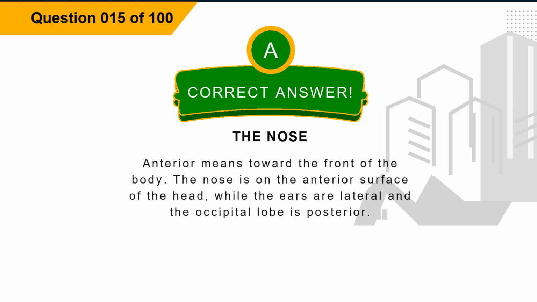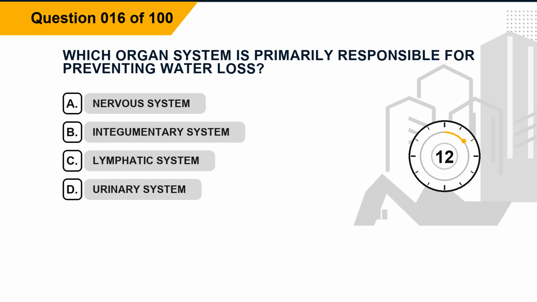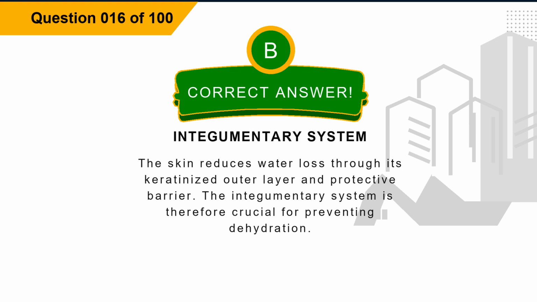posterior. Question 16. Which organ system is primarily responsible for preventing water loss? Option A, nervous system. Option B, integumentary system. Option C, lymphatic system. Option D, urinary system. The correct answer is option B, integumentary system. Explanation. The skin reduces water loss through its keratinized outer layer and protective barrier. The integumentary system is therefore crucial for preventing dehydration.